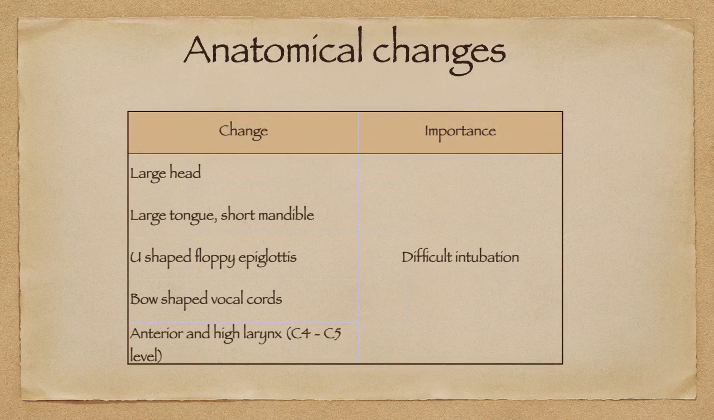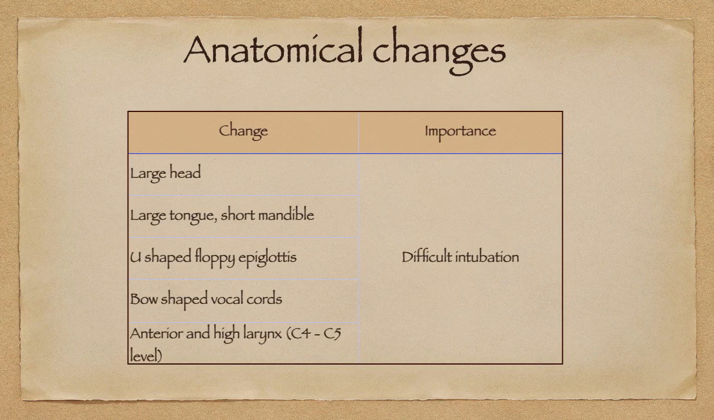So, what are all the anatomical changes you can see in a pediatric patient? One is a large head; the occiput is a little bit bigger. Then a large tongue and short mandible. So compared to the mandible, the tongue is large. Whenever the child goes into sleep or is under sedation, it can obstruct the pharynx and cause upper airway obstruction.